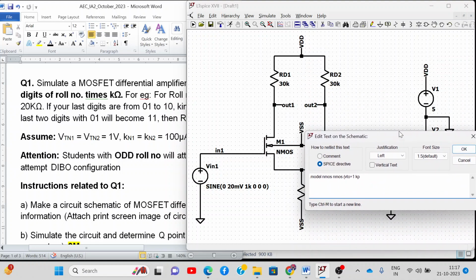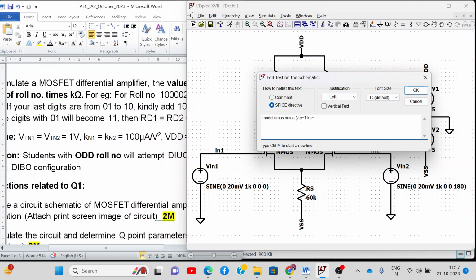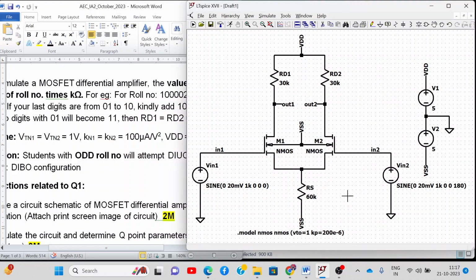Here in LTspice, instead of writing KN, we write KP, and KP is normally twice the value of whatever is given to you. The given value is 100 micro, so you have to give 200 micro. How do you write micro? Instead of writing micro, you can write e raised to minus 6. Are you getting it? And then close the bracket. Did you understand how we wrote this? Yes or no?